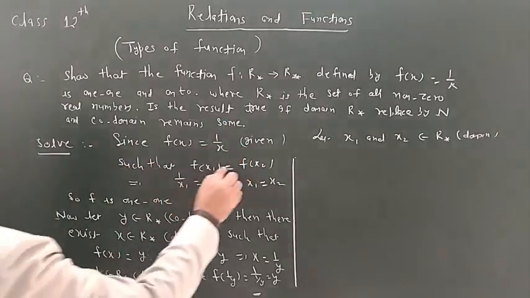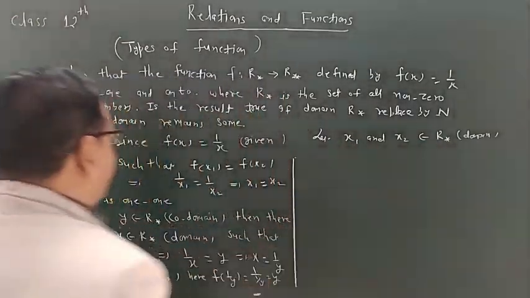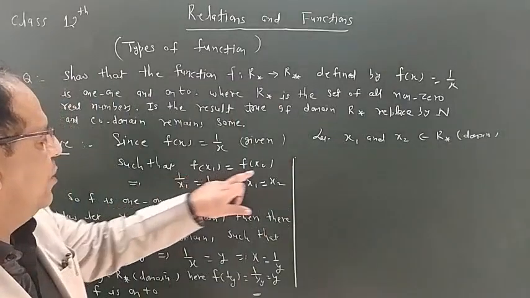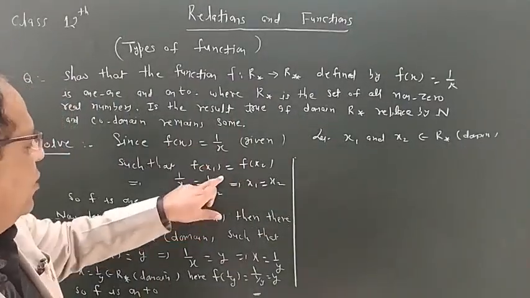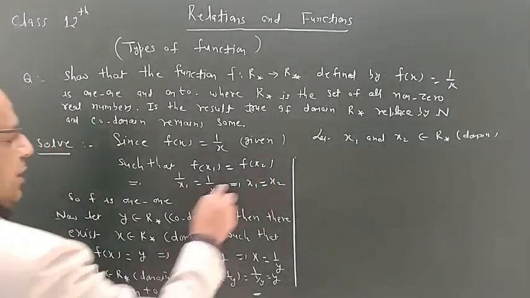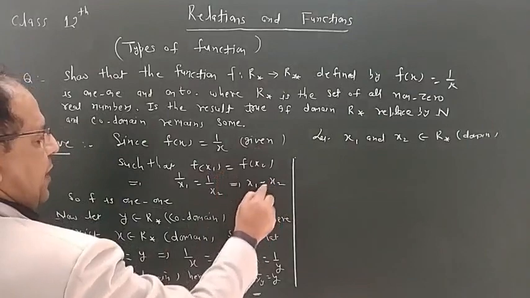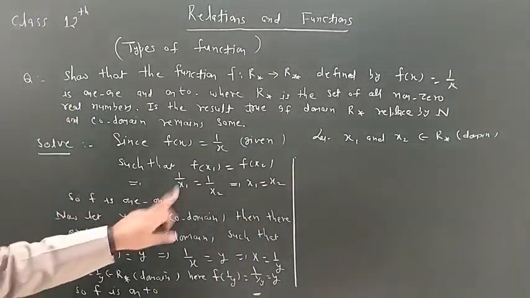For the first part, f(x) equal to 1 upon x, this is given. We take 2 points x1 and x2 from the domain having the property f(x1) equal to f(x2). According to the definition, 1 upon x1 equal to 1 upon x2. This implies that x1 equal to x2. So each element of the domain has a different image in the codomain. This shows that f is one-one.